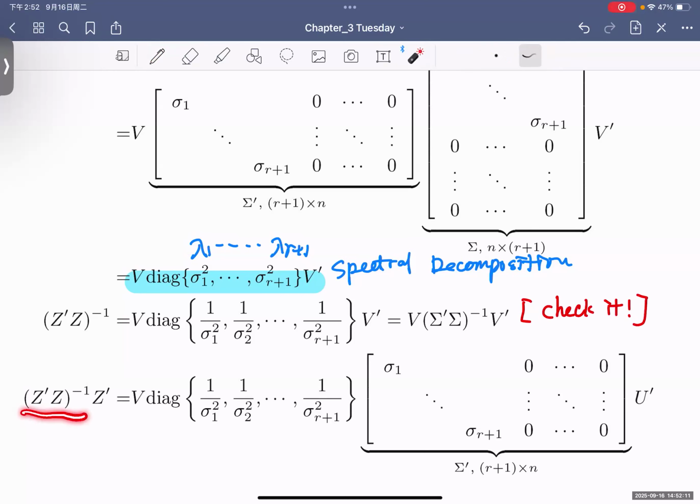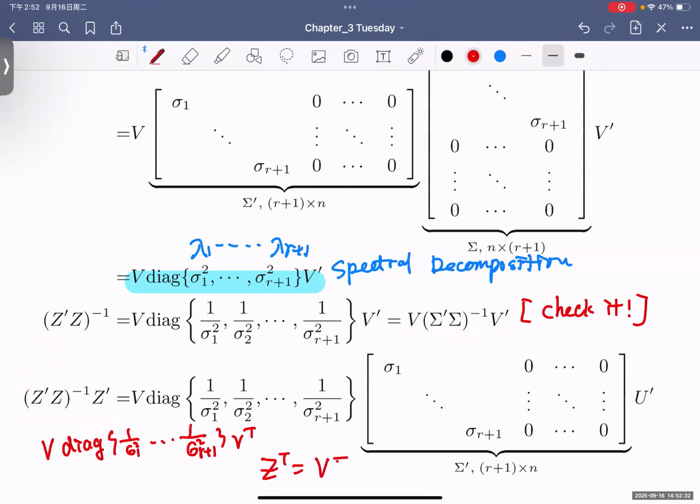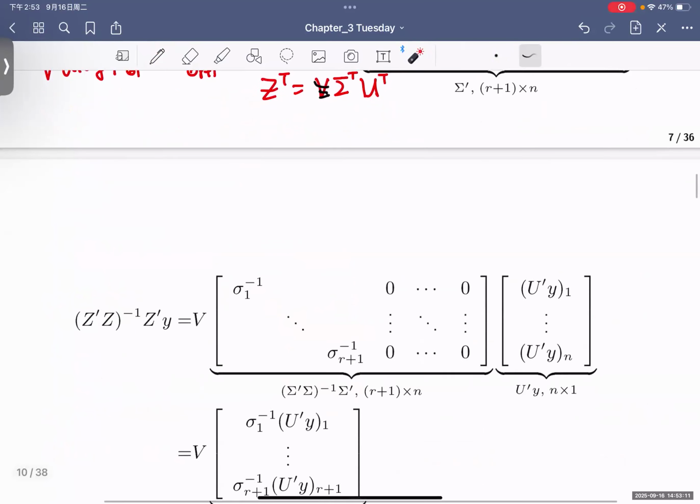And then we will use this Z transpose Z inverse times the Z transpose. This term is given here, and the Z transpose we have already shown is V times sigma transpose times U transpose. So once we multiply this term with this term, we will have a cancel with the V first. And then it corresponds to V times our diagonal part times sigma transpose times U transpose. We can also calculate this one, multiplying with the corresponding column one by one. Eventually that will result in this type of thing.